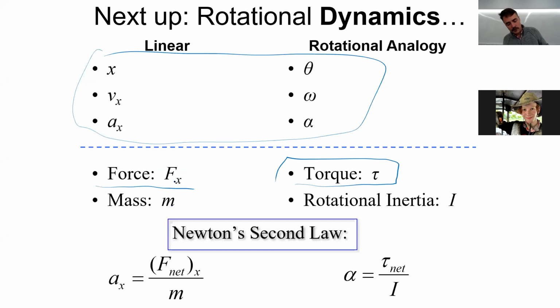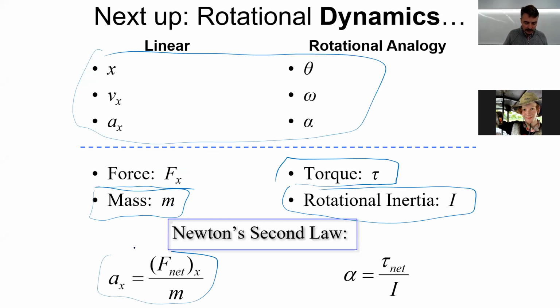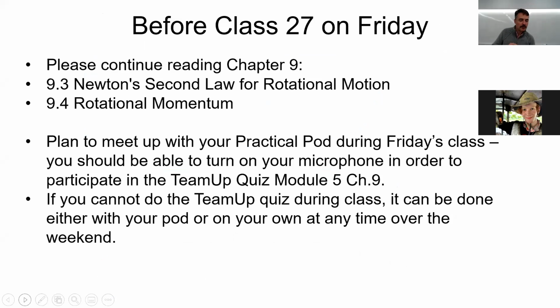So the analogy of force is torque. The analogy of mass is rotational inertia I. And the analogy of Newton's second law is that alpha is the torque divided by I. So that's all the stuff. You can read ahead a little bit. Chapter 9.3 on Newton's second law for rotation and 9.4 on rotational momentum.